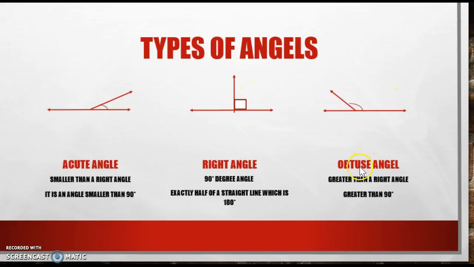Then we have an obtuse angle. An obtuse angle is greater than a right angle. So therefore, it would be on the other end of the square. An example would be this one right here. This is an obtuse angle because it is more than a right angle.